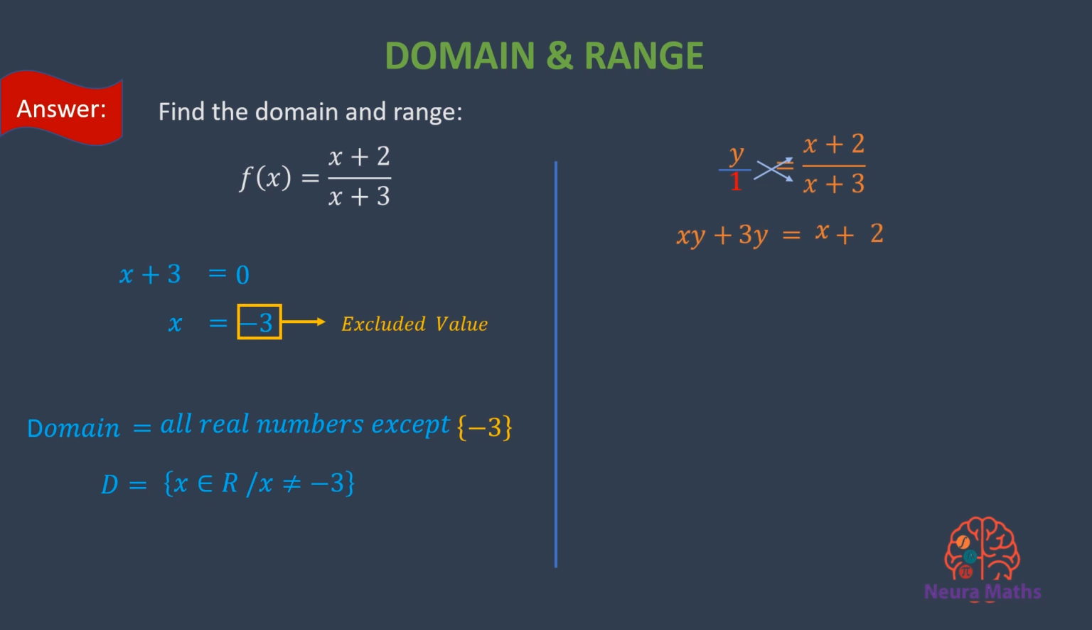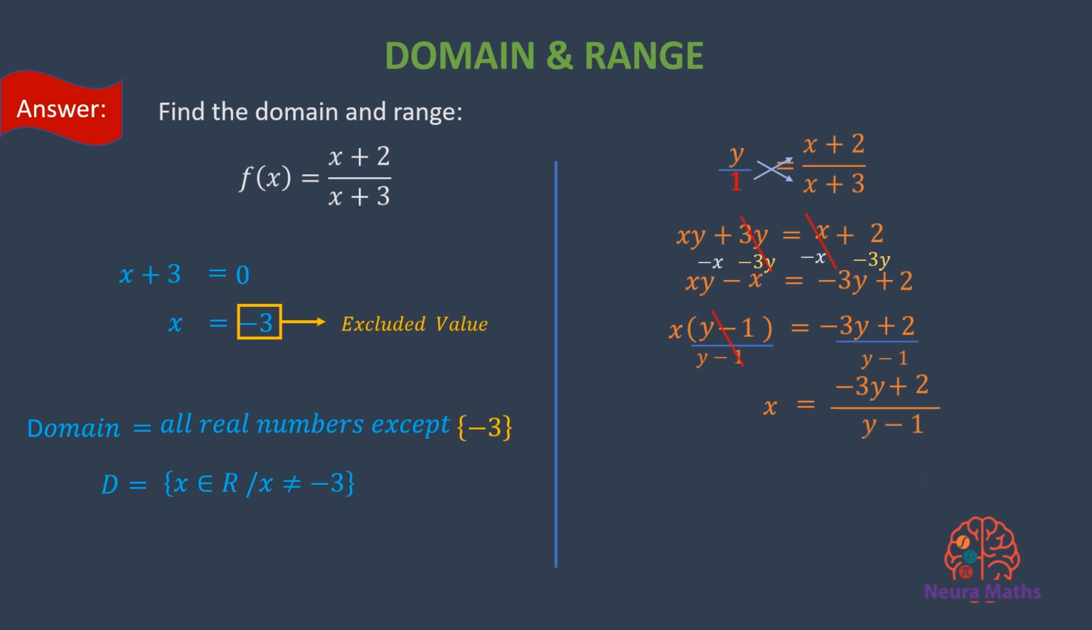To solve this equation for x, we get all x terms on one side. So, we subtract x from both sides and subtract 3y also from both sides. This gives us xy minus x equals -3y plus 2. Factoring out x from this side gives us x times y minus 1 is equal to -3y plus 2. Dividing both sides by y minus 1 gives us x equals -3y plus 2 all over y minus 1.